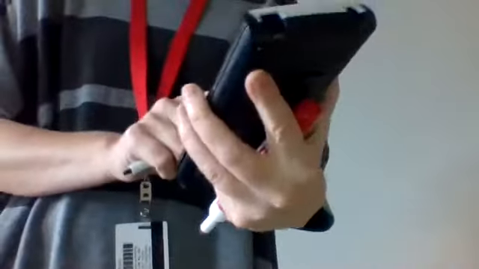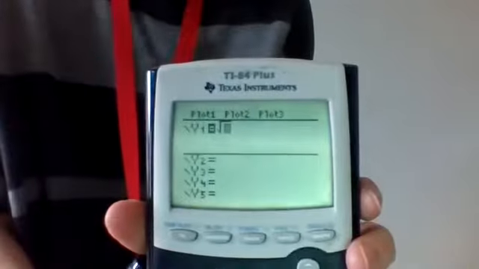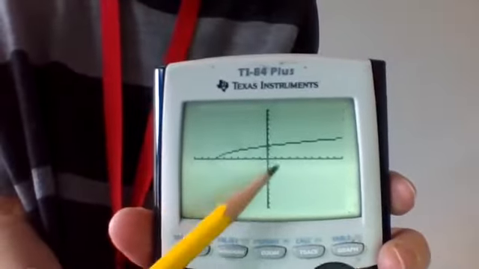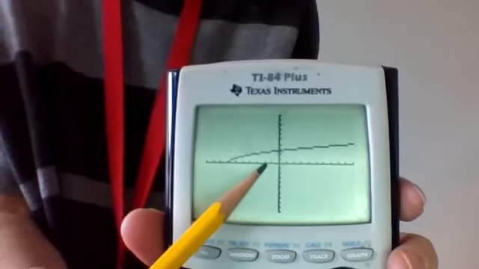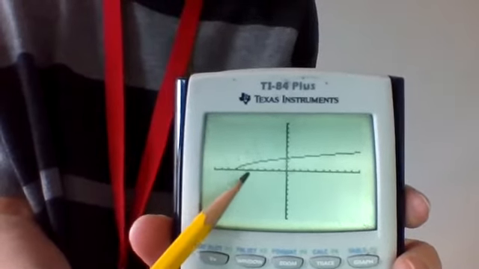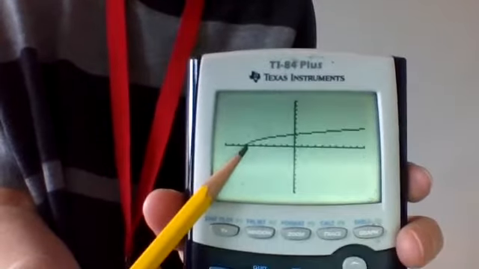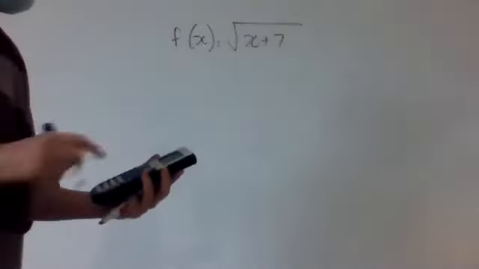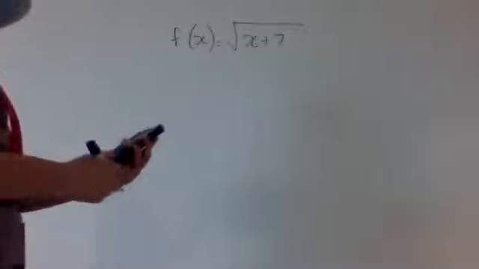So second square root, put in the x +7, and let's graph it. So once again, you'll see there's your square root shape, and look, it's been shifted 1, 2, 3, 4, 5, 6, 7 to the left, 7 spots. So let's get some points. Second table.